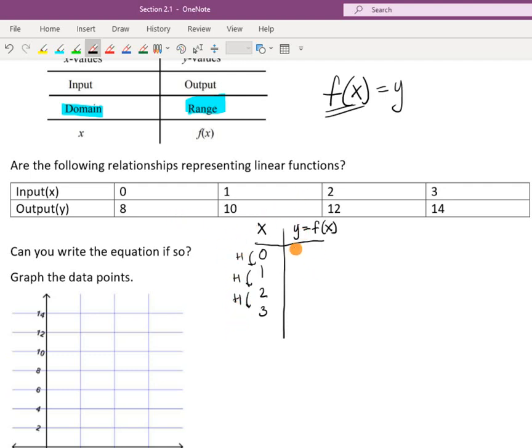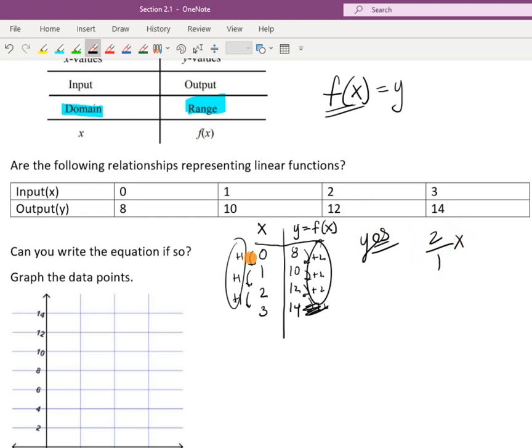If I look at the output for each of these, it's 8, 10, 12, 14. It's plus 2, plus 2, plus 2. Each time it's increasing by 2. Because that's constant and because those were constant, yes, this is a linear function. I can actually tell you that this is the rise, and this would be the run. And now, so if I put an x there, that's my slope.